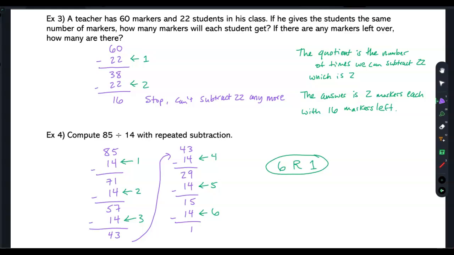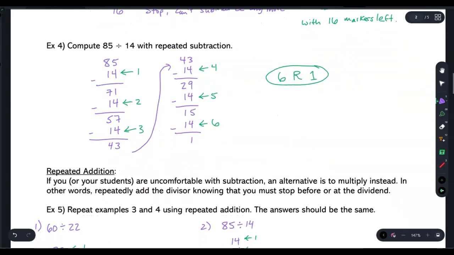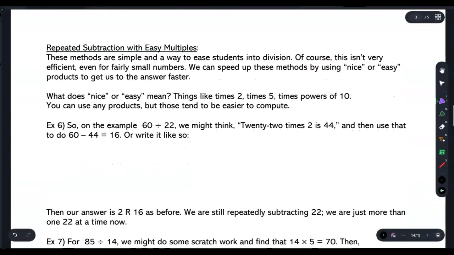So how could we use this idea if I needed to do one that had larger numbers, like 1085 divided by 14 or something like that? We can still do this repeated subtraction process, but speed it up a little bit by using some easy multiples. So if you think about this one, we did the 60 divided by 22.